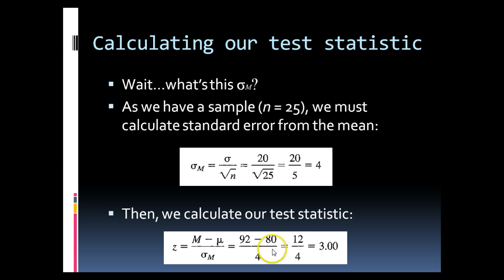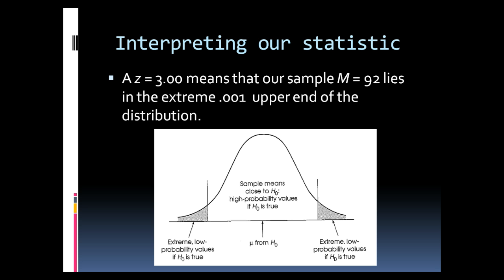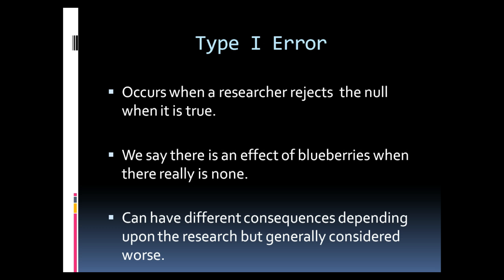So 92 minus 80 is 12. 12 divided by 4 is 3. Looking pretty good. And a z-score of 3 is way out. Yeah, I see our blueberry eaters are way out here. So, do you reject the null? Yeah, you do. Because remember our z value was plus or minus 1.96, and 3 is definitely greater than 1.96.